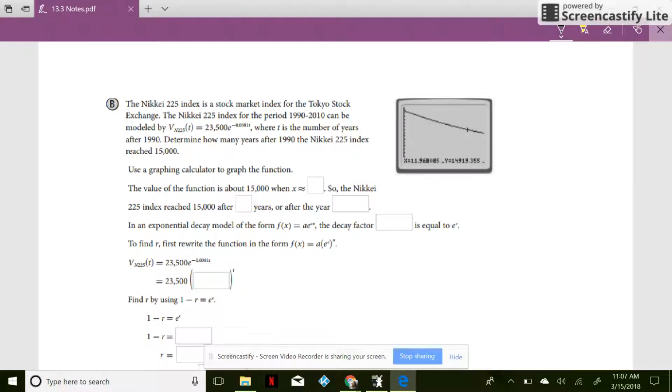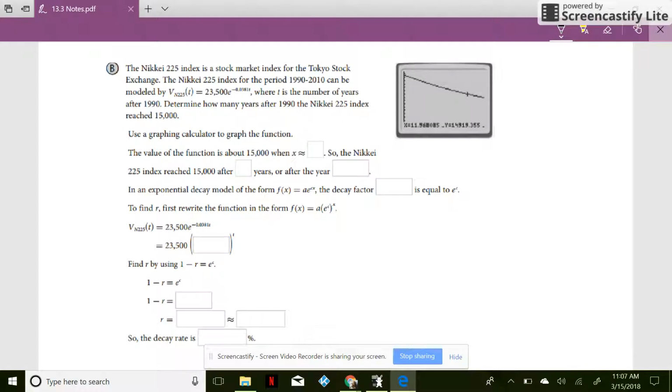So here we've got a different stock index on the Tokyo Stock Exchange. So they're giving us the function there. You can graph it. You'll find that the function is about 15,000 when x is about 12. So it reaches that peak after about 12 years, or after the year, if this is after 1990, it'll be year 2002.